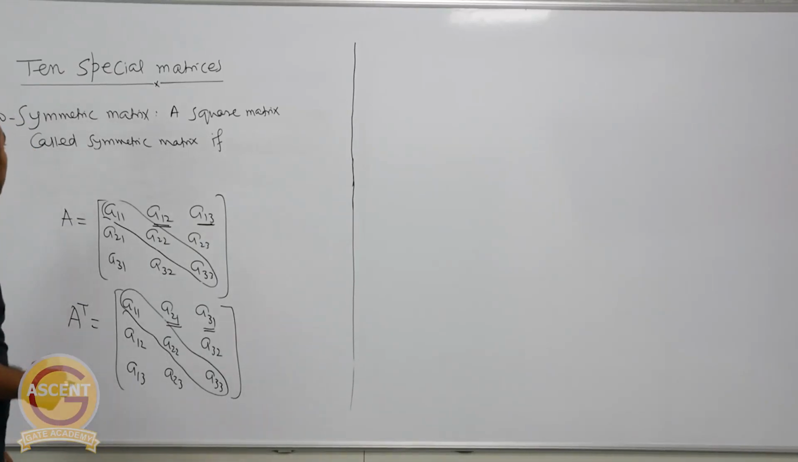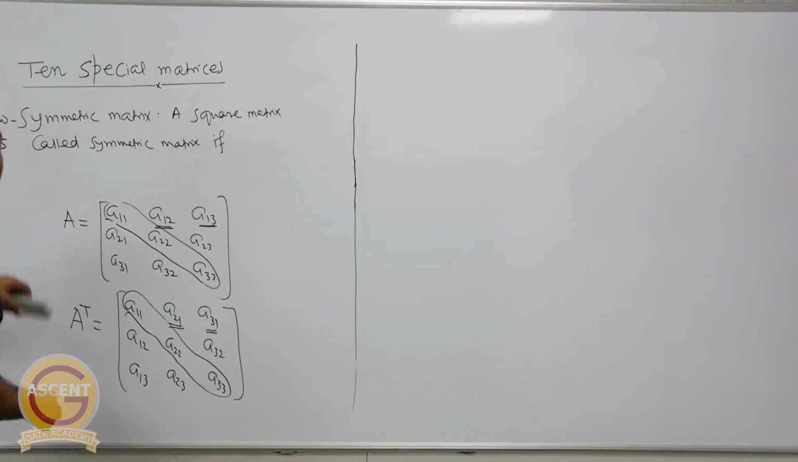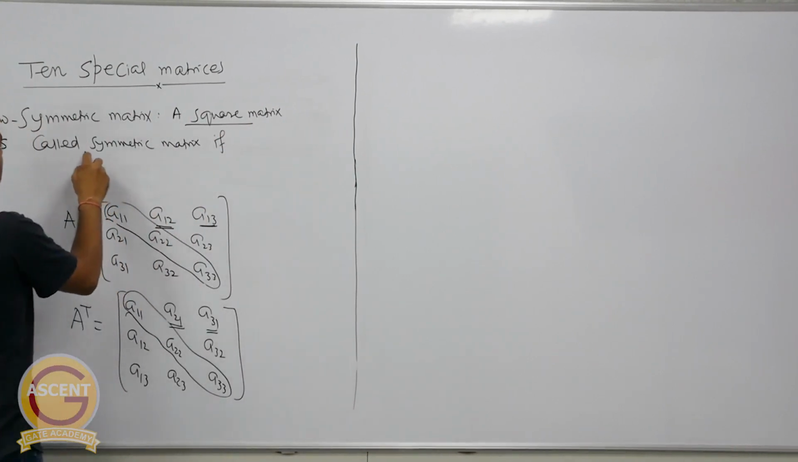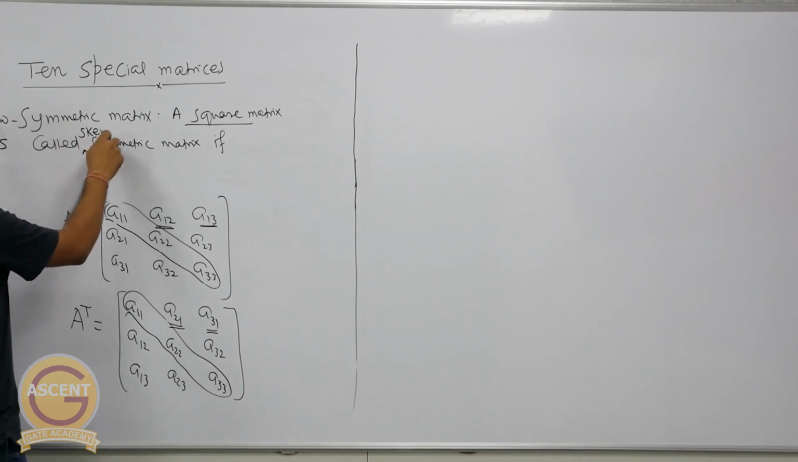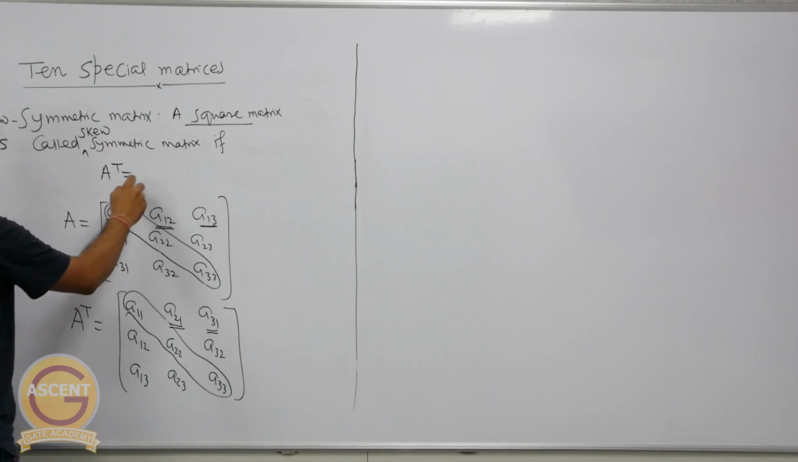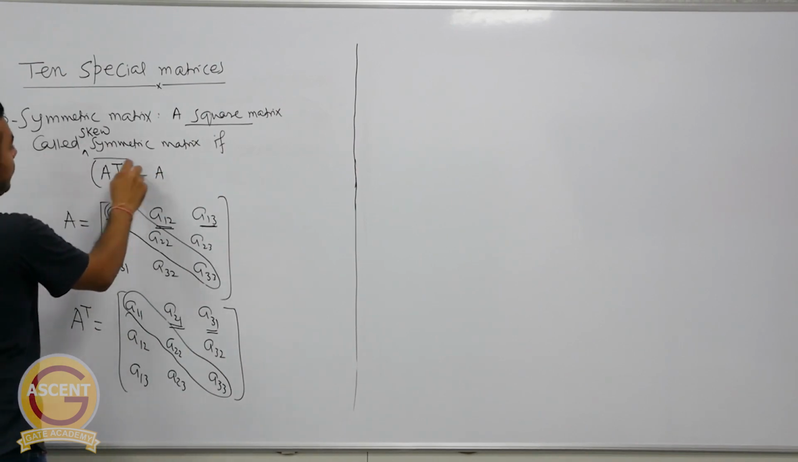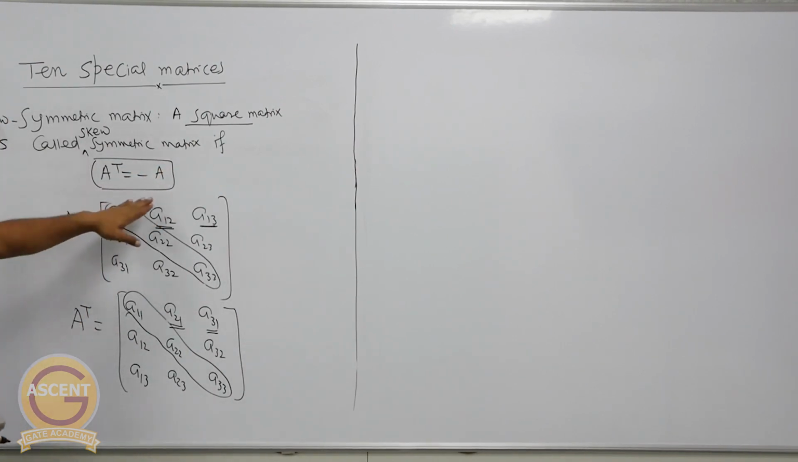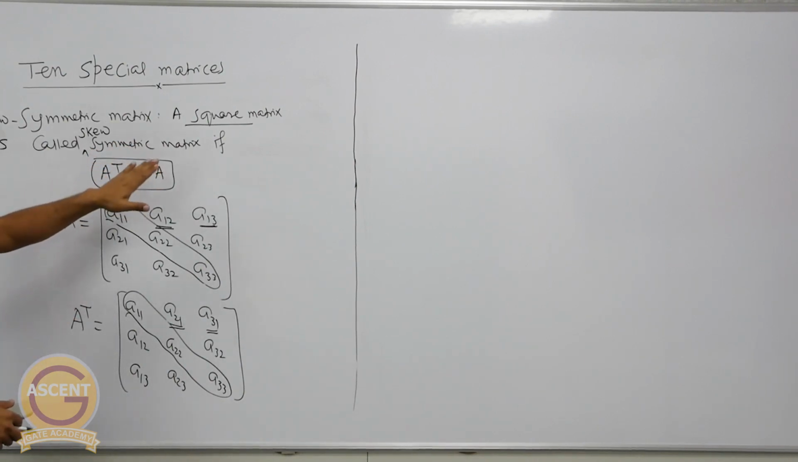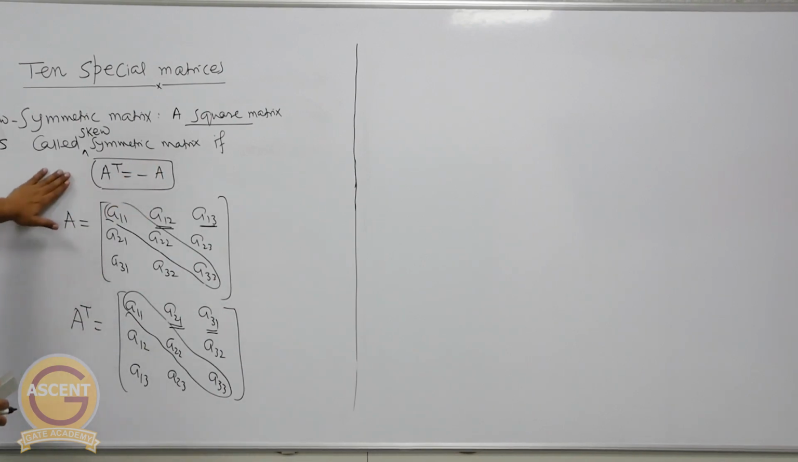Okay, so our next type of matrix is skew symmetric matrix. Now the definition: a square matrix is called a skew symmetric matrix if A transpose is minus A. In case of symmetric matrix, we have seen that A transpose is equal to A. In case of skew symmetric, transpose of the matrix is negative of A. Now again, this is the definition, but we will learn how to find directly by seeing a matrix whether it is skew symmetric or not.